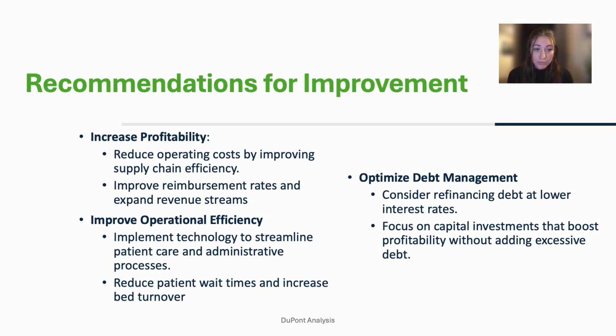So my recommendations for improvement, just some that I've gathered from research: to increase profitability, you could reduce operating costs by improving supply chain efficiency, or improve reimbursement rates and expand revenue streams. To improve your operational efficiency, or your asset turnover, you could implement technology to streamline patient care and administrative processes, reduce patient wait times, and increase bed turnover. And then to optimize debt management, the Bobcat Hospital could consider refinancing debt at a lower interest rate or focus on capital investments that boost profitability without adding excessive debt.